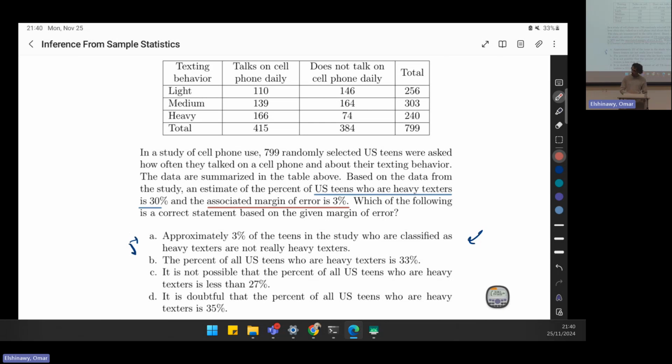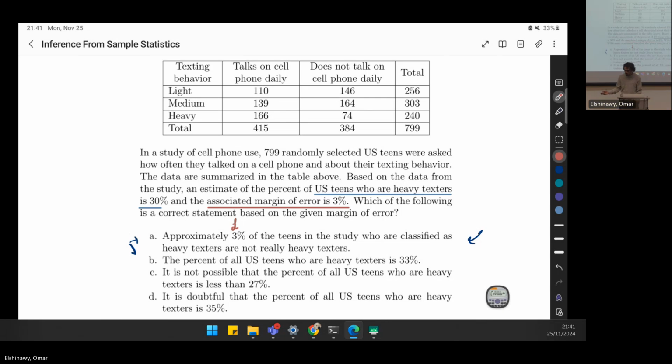Okay. So that means also that maybe 3% of the teens who are classified as heavy texters are not really heavy texters. And also it can mean that 3% of teens who are not classified as heavy texters are actually heavy texters. Okay, let's focus on the first one. The margin of error is 3%. So it could be approximately 3% of teens are not heavy texters. But it could also be approximately 2%. And it could also be approximately 1%, because you talked about the margin of error, right?